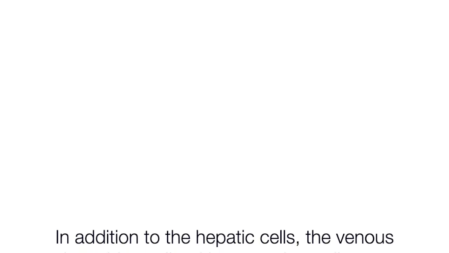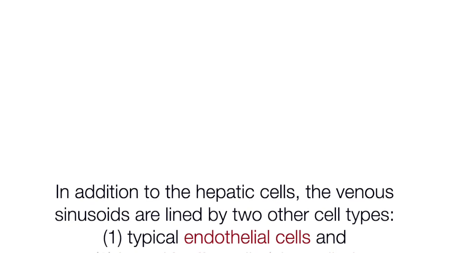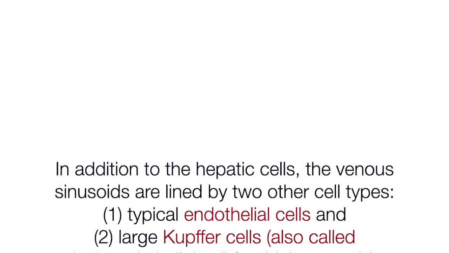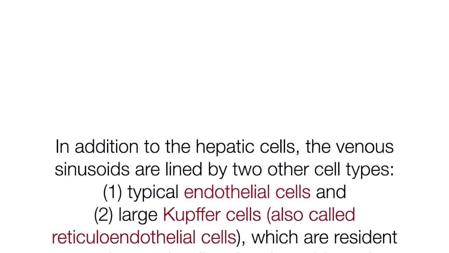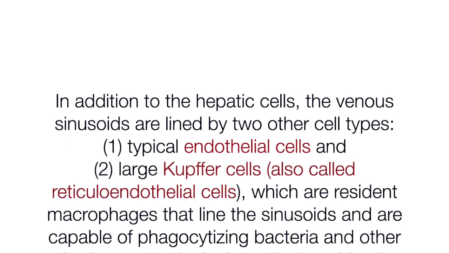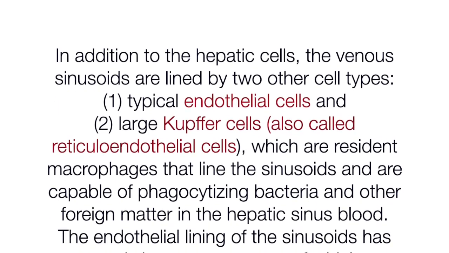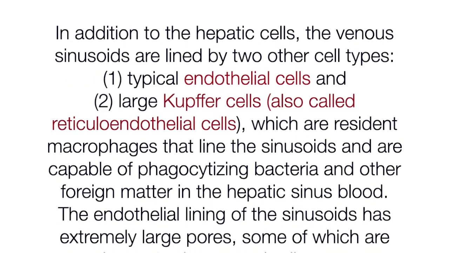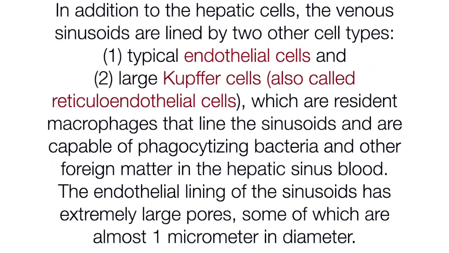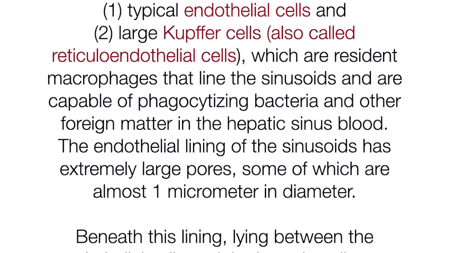In addition to the hepatic cells, the venous sinusoids are lined by two other cell types: one, typical endothelial cells, and two, large Kupffer cells, also called reticuloendothelial cells, which are resident macrophages that line the sinusoids and are capable of phagocytosing bacteria and other foreign matter in the hepatic sinus blood.